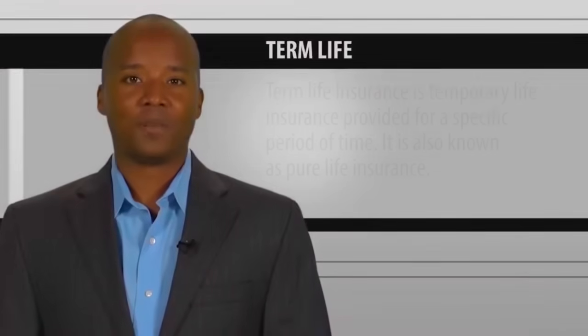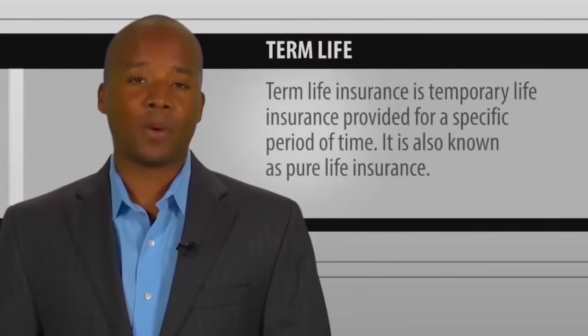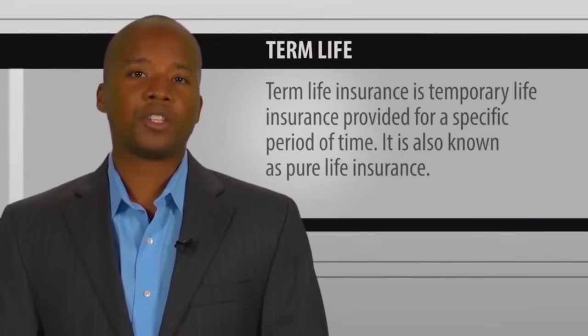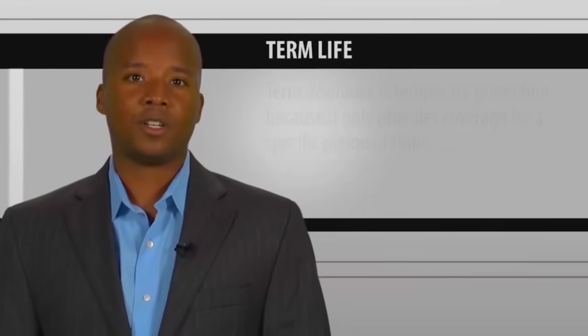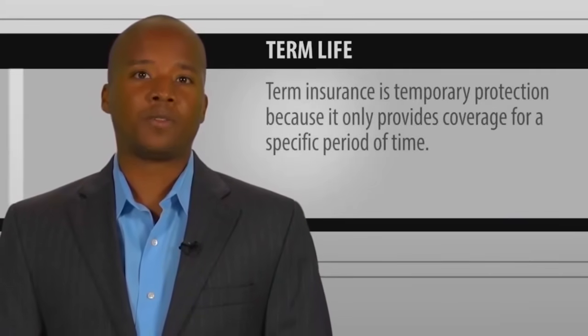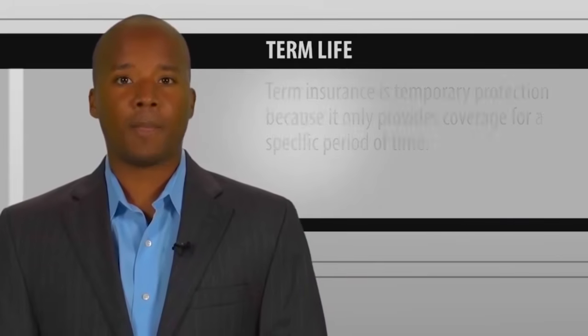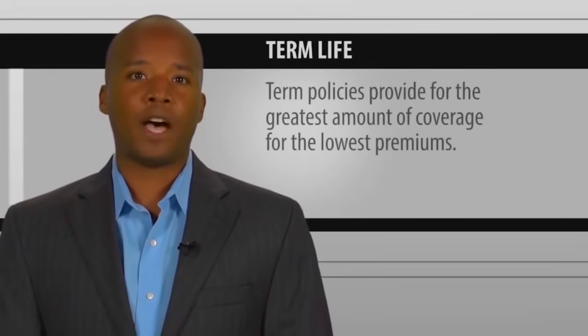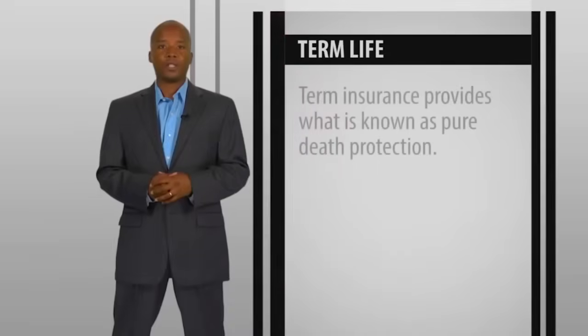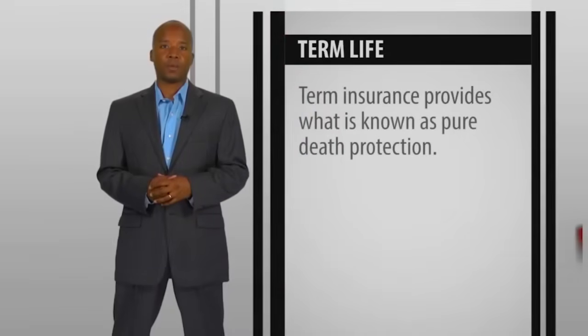Term life. Term life insurance is temporary life insurance provided for a specific period of time. It is also known as pure life insurance. Term insurance is temporary protection because it only provides coverage for a specific period of time. Term policies provide for the greatest amount of coverage for the lowest premiums. Term insurance provides what is known as pure death protection.